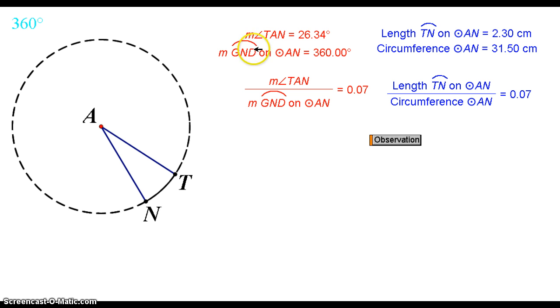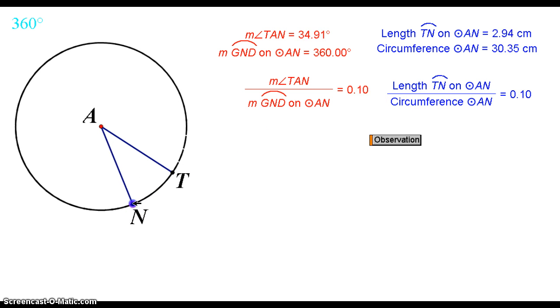And we know that our entire circle is 360 degrees. So if I were to compare the central angle to the circle, that central angle is approximately 7% of the circle. Well, if I compare the length of that arc over the actual circumference of the circle, so the distance I would walk from N to T compared to the distance if I started at N and walked all the way around the circle, we'll notice that that ratio is exactly the same. So those two ratios are proportional.